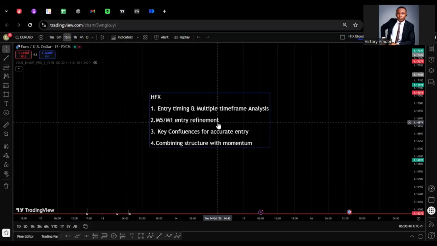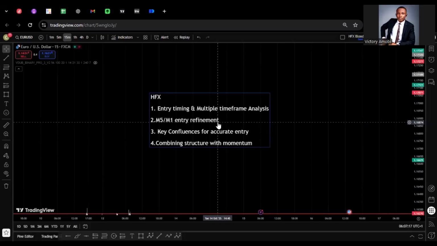Entry timing, just like I said yesterday, there are different entry expirations that you can use on any trade you tend to enter when it comes to HFX. Your timing is very, very critical and vital, right? The second thing we want to look at is 5 minutes and 1 minute entry requirements, breaking down to a lower time frame to get a better entry, right? The third is key confluences for accurate entry.